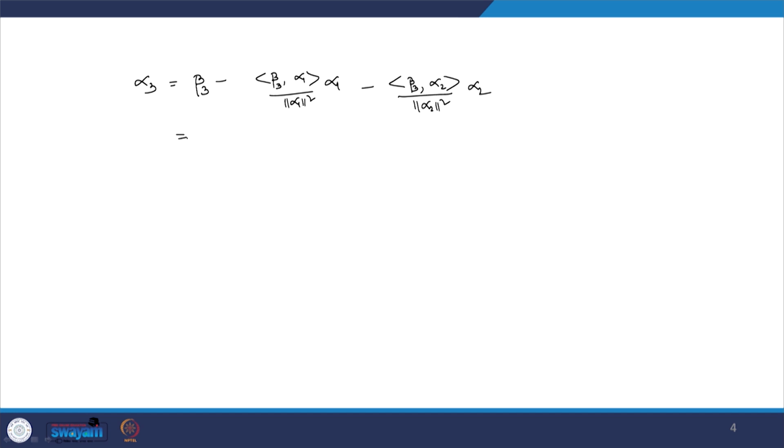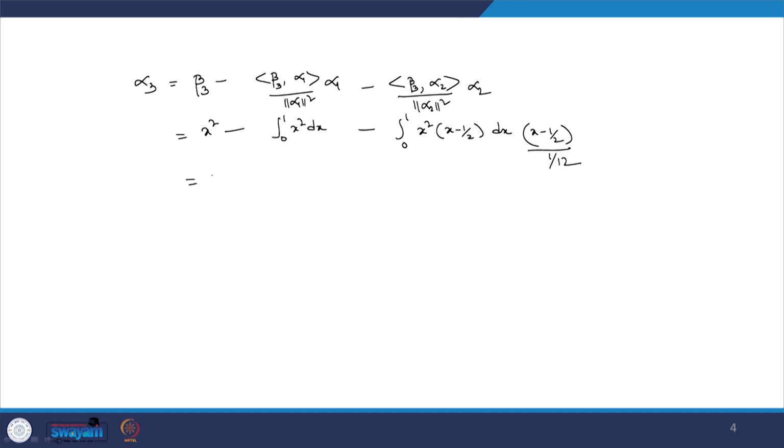So, this implies beta 3 equal to x square minus integral 0 to 1 x square dx, and this will be equal to integral 0 to 1 x square into x minus 1 by 2 dx, and also we have alpha 2 is equal to x minus 1 by 2 and alpha 2 square equal to 1 by 12.